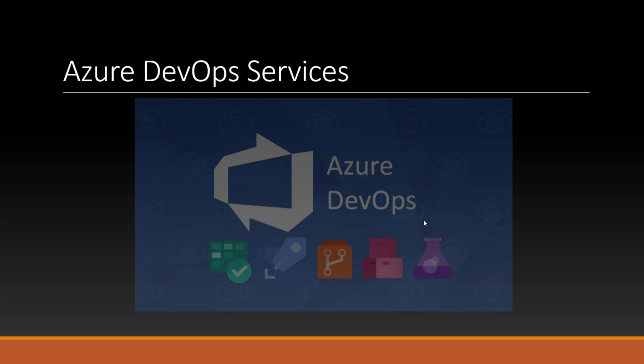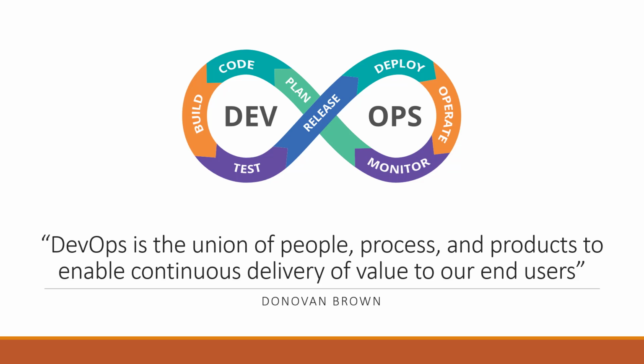Before going into what Azure DevOps is and what the different services available in Azure DevOps are, first let's see what DevOps means. According to Donovan Brown, DevOps is the union of people, process, and products to enable continuous delivery of value to our end users or end customers. Let's break this definition into three parts: people, process, and products.